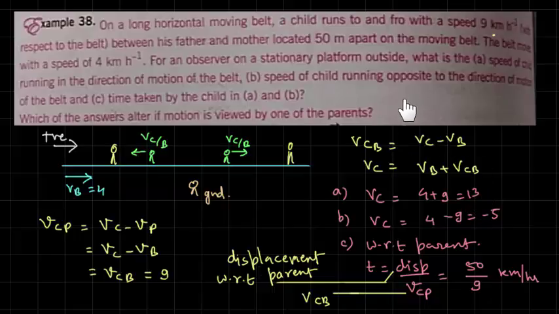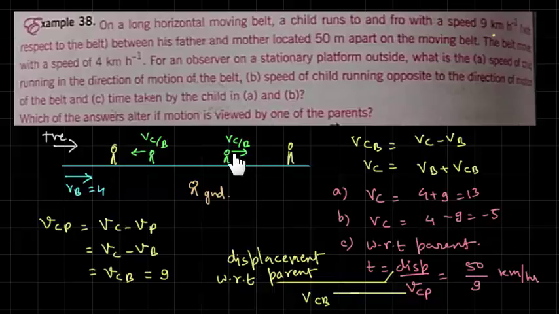The speed of the child running opposite to the direction of the motion of the belt. So opposite is this case. So when it is moving in this direction, then it is again Vb plus Vcb, but here in this case the direction of Vcb is from right to left, and it is negative from the assumption which we have taken. So this will become 4 minus 9 is equal to minus 5.